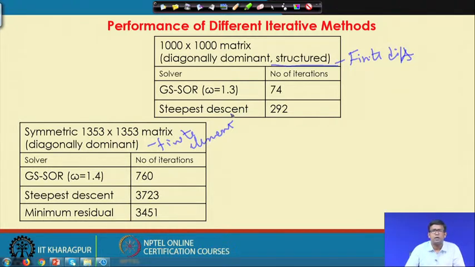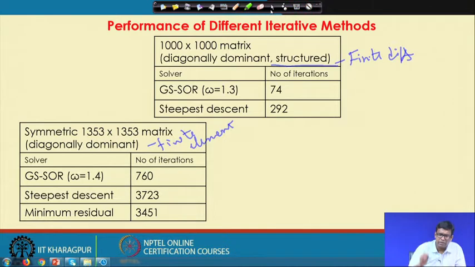So, the matrix is much more sparsely distributed, we have fewer zeros and we have non-zeros at further terms, and the regularity is more regular here, and this is less regular. You see that the number of iterations with optimum SOR is 760 for GS. For steepest descent it is an order higher, which is 3723 iterations, and minimum residual is probably better, which is 3345. So, even for this particular case, steepest descent or minimum residual did not perform better than GS SOR.